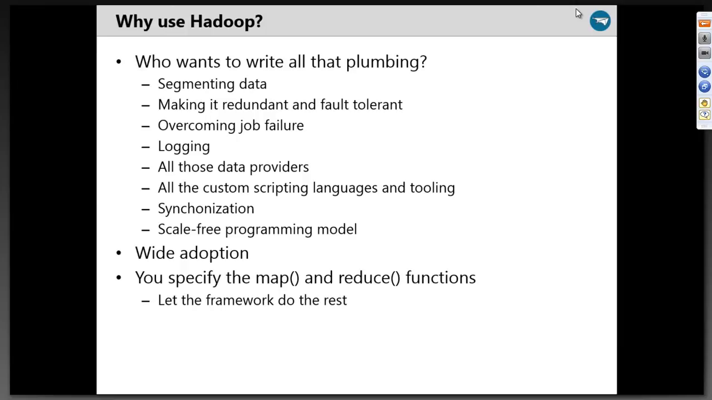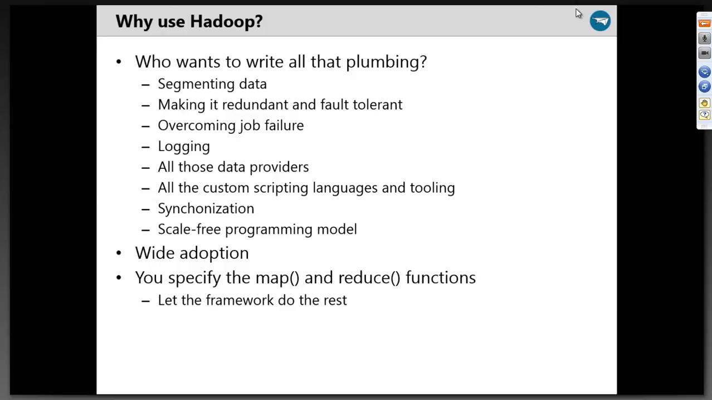So just to refresh, and I know I'm repeating myself, but I'm doing it so that we remember, it's deliberate. Why use Hadoop? We use Hadoop because we don't want to write the plumbing to segment the data, to make jobs redundant and fault tolerant, to overcome job failure or logging. We don't want to have to write all these data providers ourselves. We don't want to have to write providers for CSVs or some NoSQL database or Azure Blob Storage.